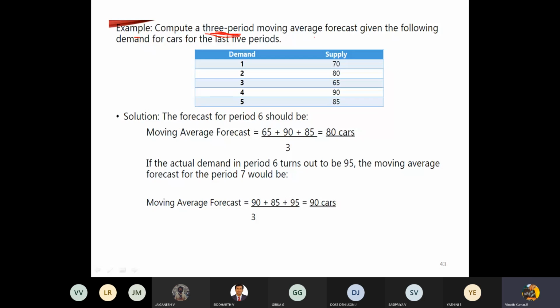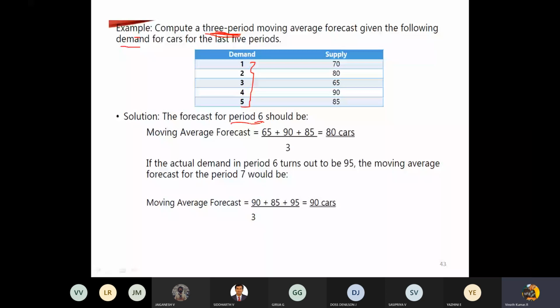And forecast given the demand for the car for the last 5 periods. So here demand 1, 2, 3, 4, 5. This is the last 5 periods' demand for the car given over here. So what are the supplies? 70, 80, 65, 90, and 85. What they are asking is the forecast for period 6. So what will be the forecast supply value for the sixth period, they are asking, right? So how to find this out?